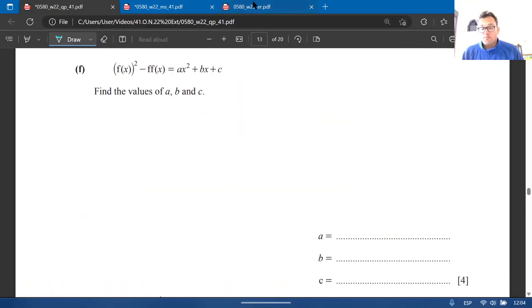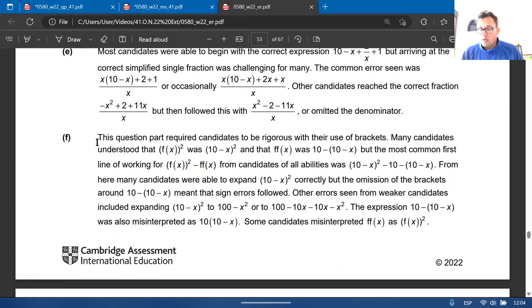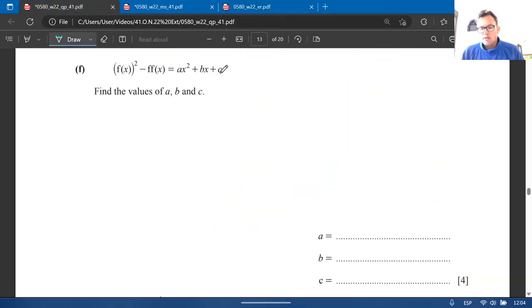Question F. I'm showing the examiner's report here. It says, this question in part requires candidates to be rigorous. You know, rigorous means being quite careful with the use of brackets. Okay, so brackets are very important here. Let me show you why it's important and what most students make their mistakes with.